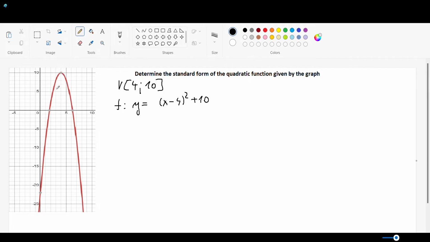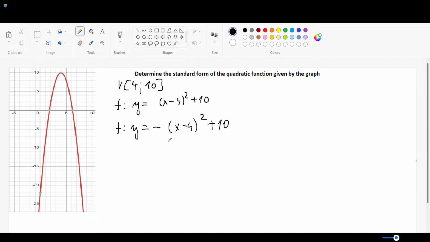Now, in this case, we really have to realize that our parabola is not opening up, but it opens down, which means we have to modify our function to y equals negative (x minus 4) squared plus 10. Because if it were plus here, then our parabola would have this shape, opening up. But as we can see in our case, the parabola opens down, or we can simply say it's concave.